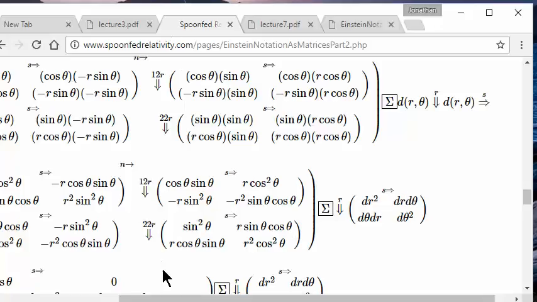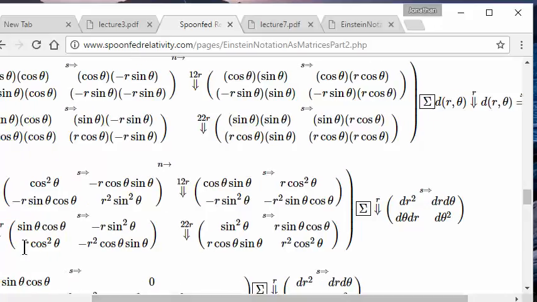And then we would have negative r sine theta cosine theta plus r cosine theta sine theta. That would also be 0 times d theta dr. And then we'll have plus r squared sine squared theta plus r squared cosine squared theta times d theta squared. And that would just give us r squared d theta squared.